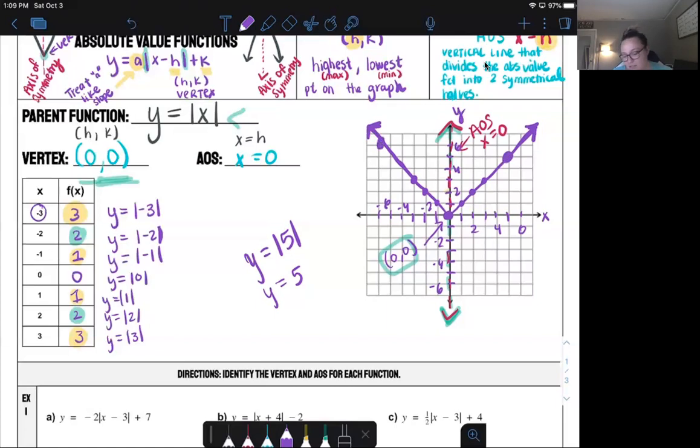So what we've just done is graphed the parent function of all absolute value functions. And we're going to get into more of what that means in Thursday and Friday's lesson. The rest of today's lesson is just focused on graphing absolute value functions in general.